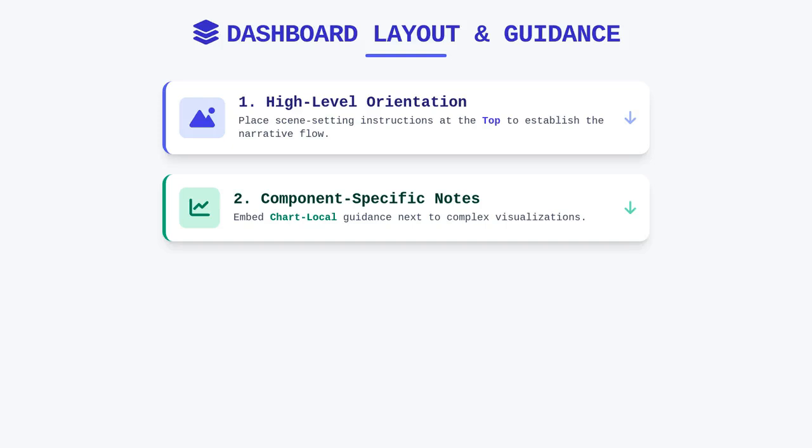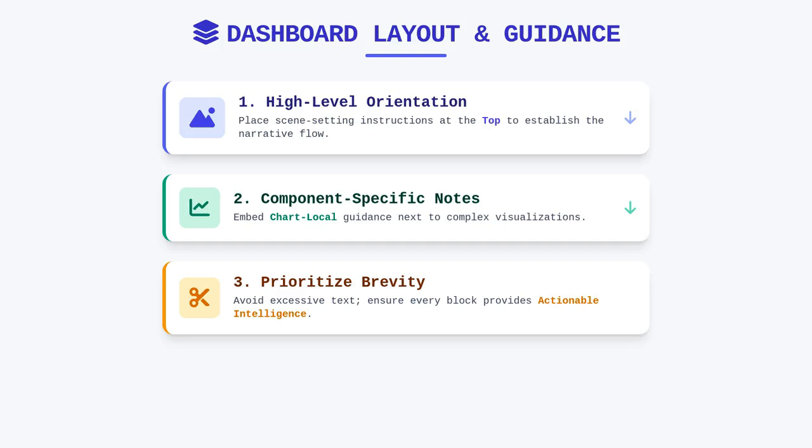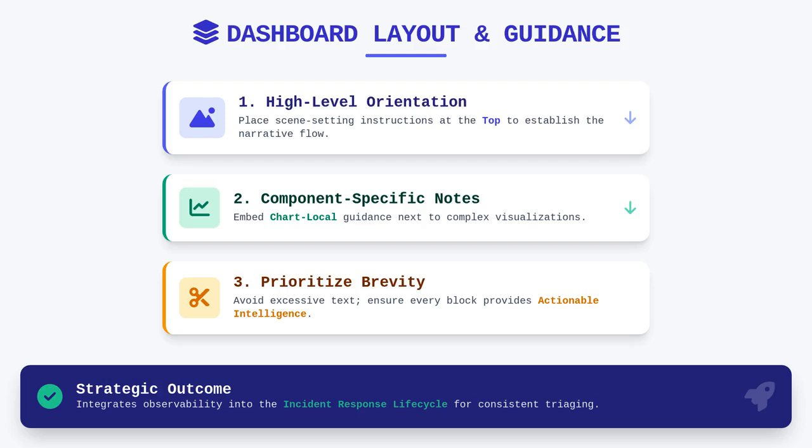Avoiding excessive text is equally important. Prioritize brevity and ensure that each block of instructions provides actionable information. By adhering to these standards, you turn static observability into a dynamic tool that directly integrates with your team's incident response lifecycle. This approach fundamentally improves the consistency of triaging efforts across your entire engineering organization.